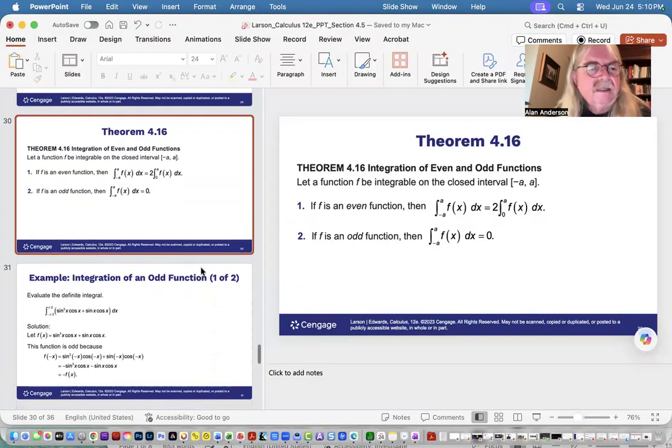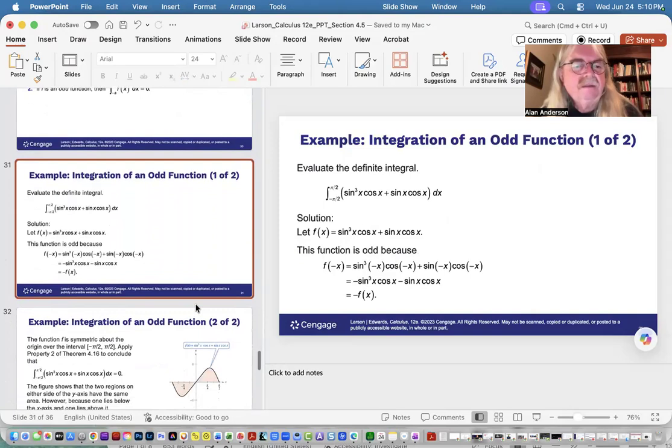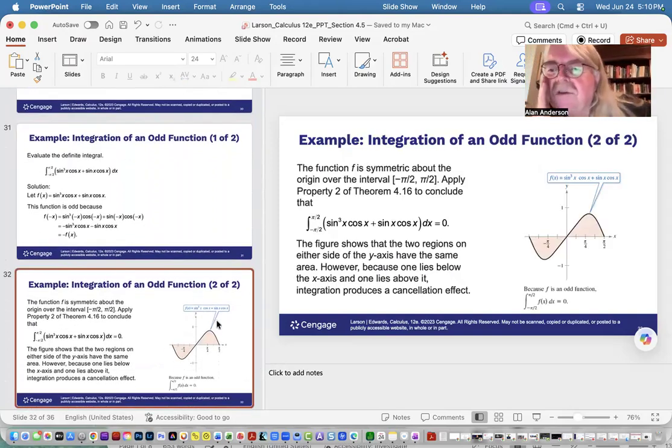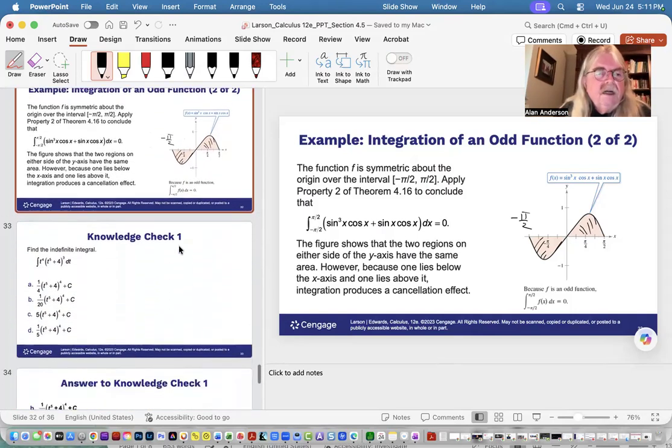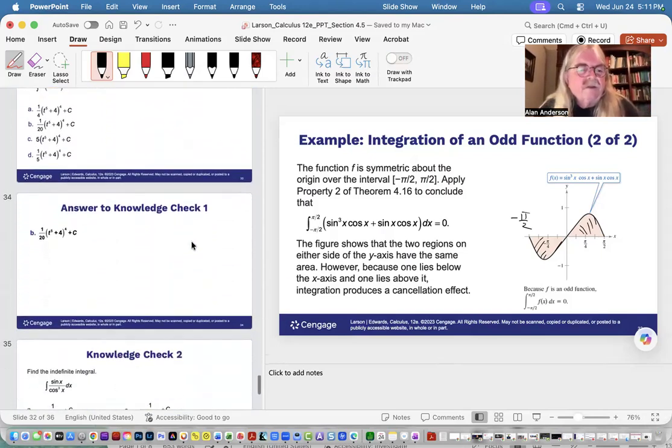All right. So with that being said, let's see what they've got here. Oh, wait, they've got a nice little graph here. So let's take a look at this. Sine cubed x cosine x plus sine x cosine x. You can see from the graph, it's an odd function. And therefore, between negative and positive pi over 2, this area is the negative of this area, and they add up to 0. All right, so there's a couple of practice problems here. We may as well take a look at them.